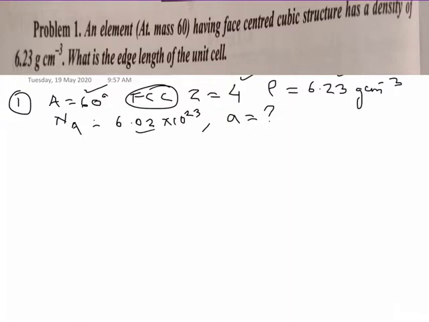Now if I am using the formula, as I was telling you before, density is given in gram per centimeter cube, but edge length is so small that it will not come in centimeter. Centimeter is too big a unit for edge length.